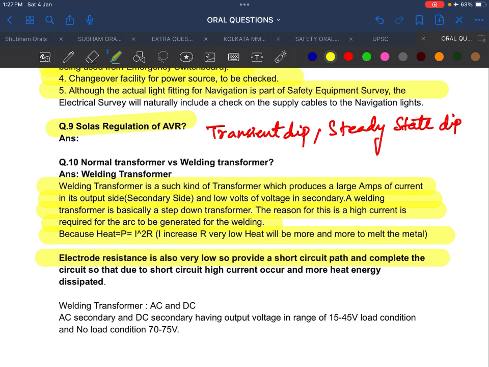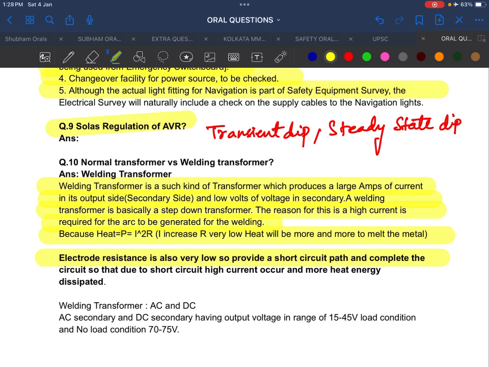When you see a welder welding, there is an electrode in their hand, and when they touch the electrode to the ship's hull or any grounding path, it completes a metallic path. When they touch the electrode to any metal part, it completes the circuit, a short circuit path due to very low resistance, because the electrode has very low resistance, so current will flow very fast and complete the circuit.